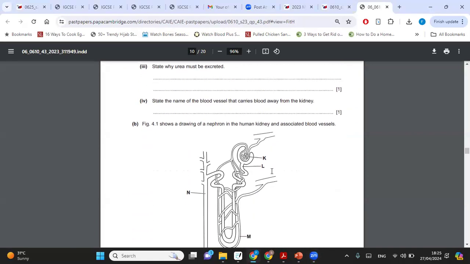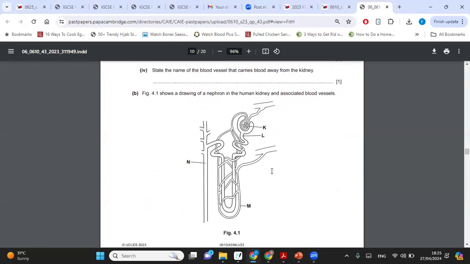State the name of the blood vessel that carries the blood away from the kidney. Vein, yes, but specifically renal vein, right? The term we use for kidney is renal. So renal vein carries the blood away from the kidney.